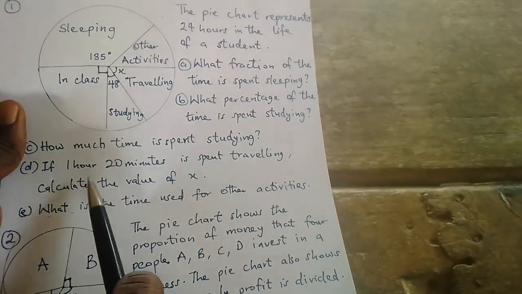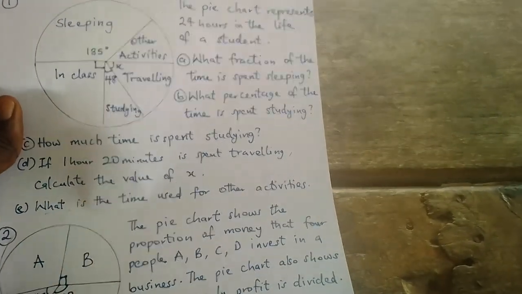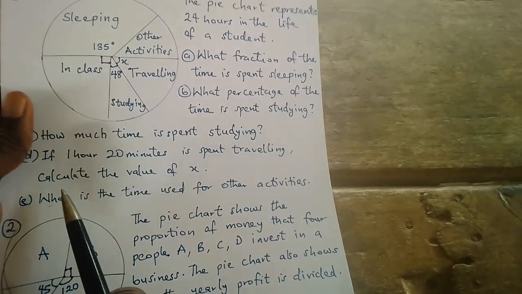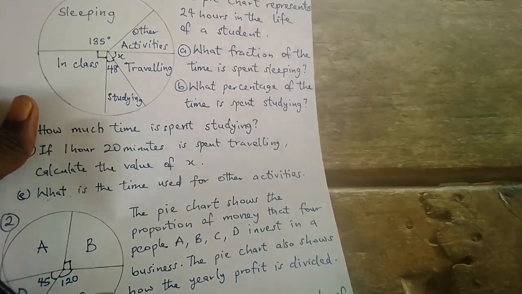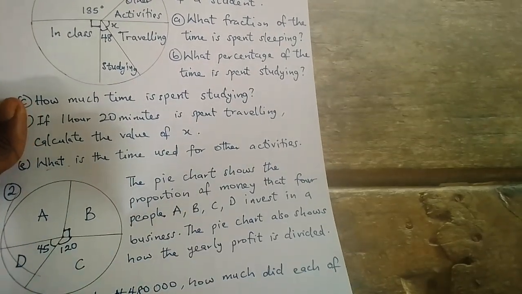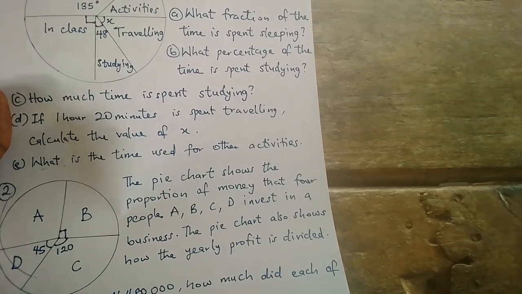D: if 1 hour 20 minutes is spent traveling, calculate the value of X. And what is the time used for other activities?